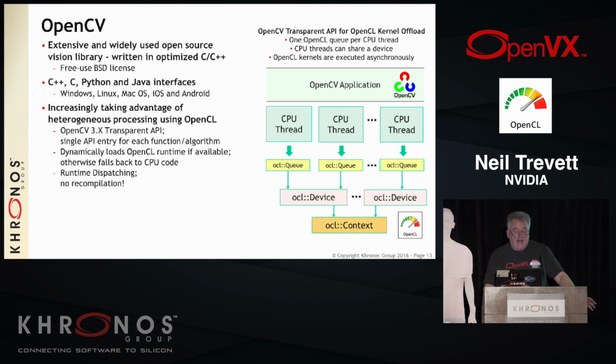And it's cool because you don't have to change any of your code. It all happens automatically for you. So you can use one OpenCL queue per CPU thread. The threads can share a device. So we're actually finding quite a lot of people beginning to find quite good speed up through using OpenCL.